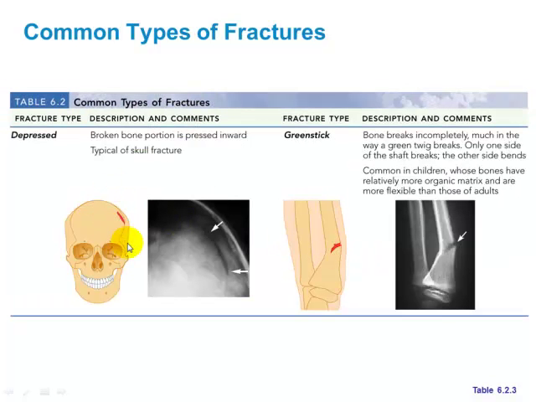This would be a depressed fracture, where an area of the bone has been depressed downwards. This is usually what you see in skull injuries. And this is a green stick fracture. It's going to be an incomplete fracture, but what's different than a normal incomplete fracture is we have bending on this side. Okay? And this is usually what we'd see in children, where you have the flexible bone.